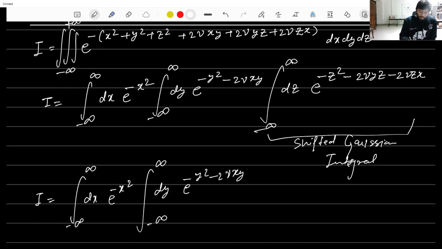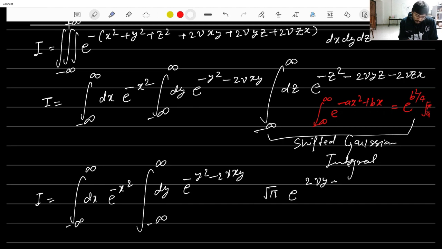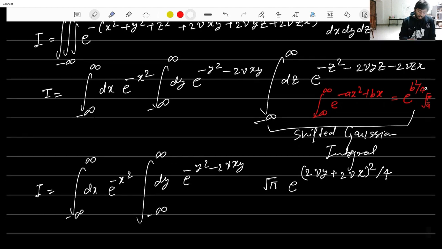Fine. So you compare it with this type of integration and its value is, so you do that here and write this, the value of this last part of integration over the z variable. So this will become root pi e to the power 2 nu y plus 2 nu x square divided by 4. So here is a 4a, correct? So we got this.